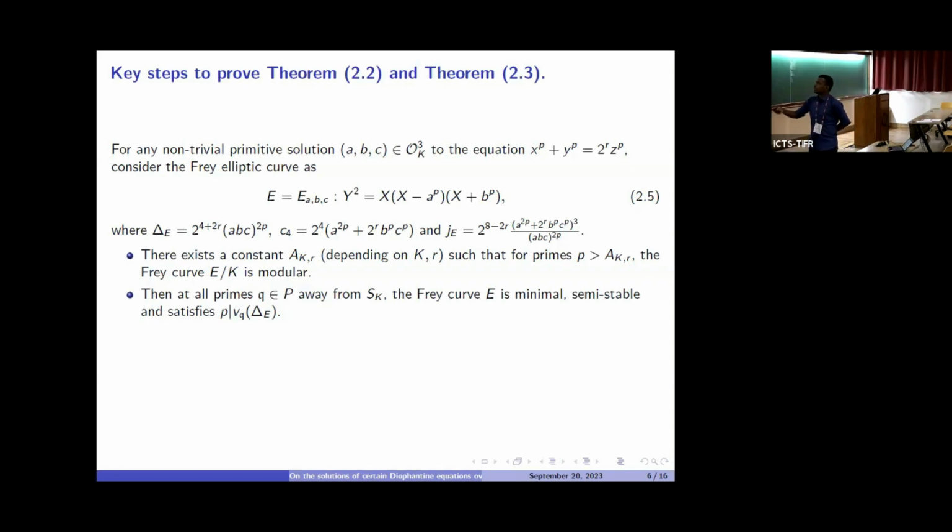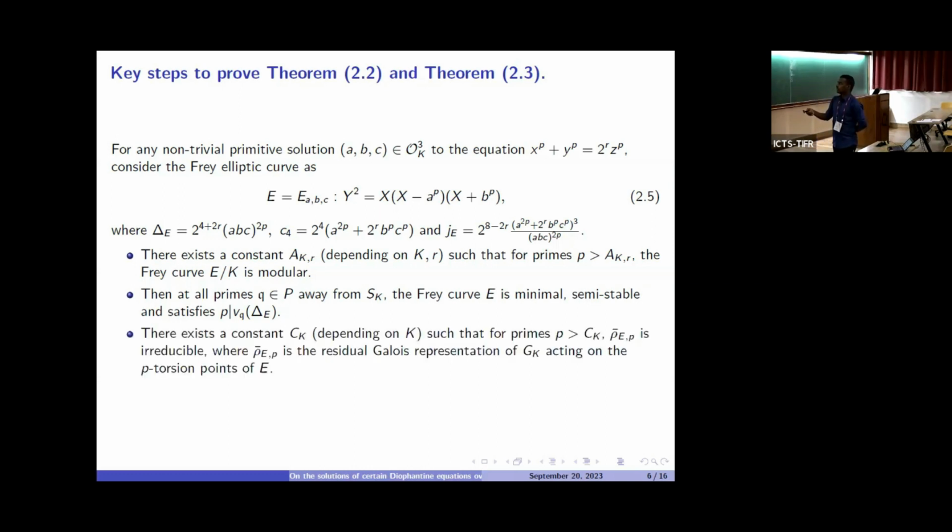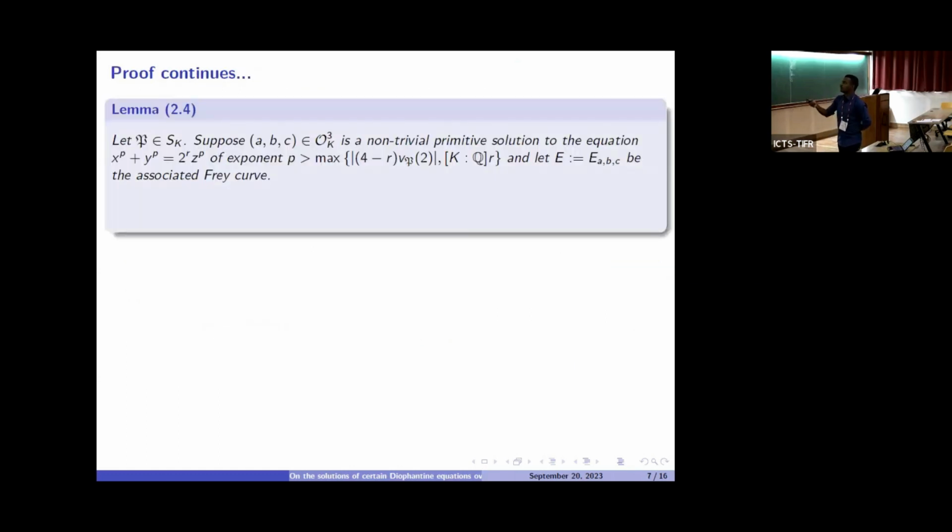So you are saying that if you take any prime that is away from SK, the Frey curve E is minimal, semi-stable, and it satisfies this condition that P divides v_Q of Delta. Semi-stable means it has either good reduction or multiplicative reduction. And then we prove that there is a constant C_K depending on the totally real field K, such that if you take a prime P bigger than this constant, this residual representation rho-bar_{E,P} is irreducible.